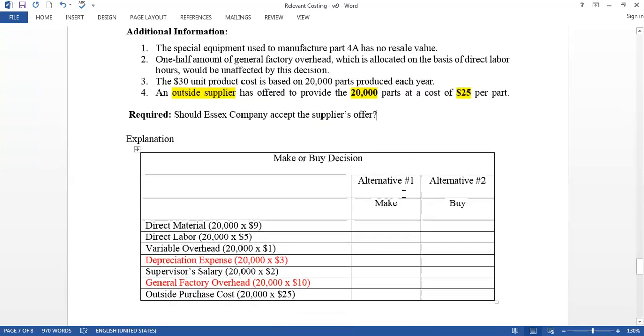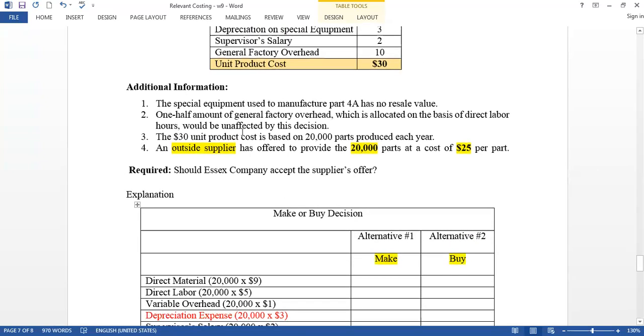Now look at this question. We have two alternatives. We can make or we can buy. Now what is the additional information? The special equipment used to manufacture this product has no resale value. Do you understand? No resale value means your depreciation expense for equipment don't differ.